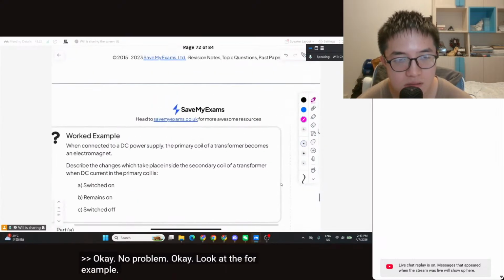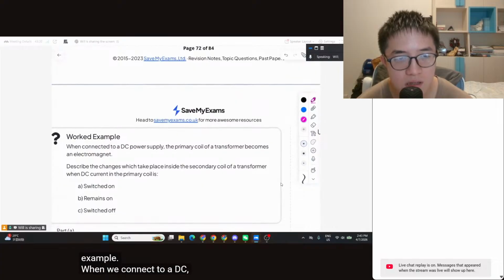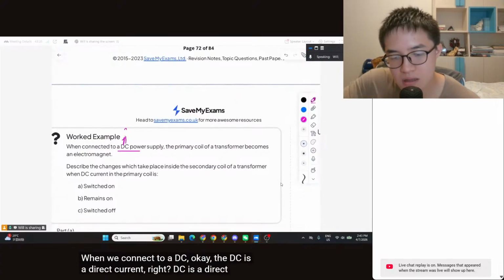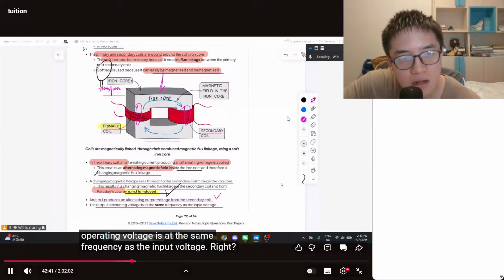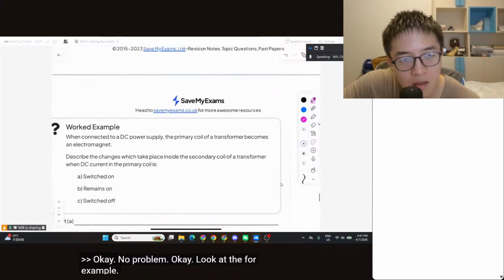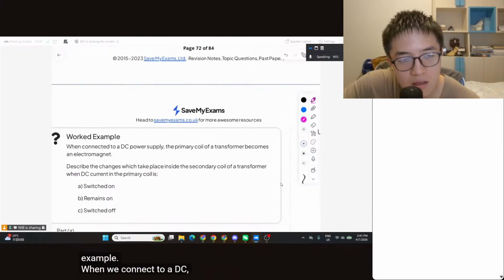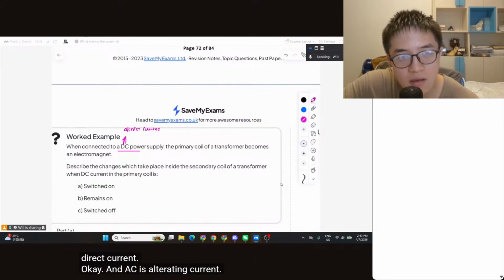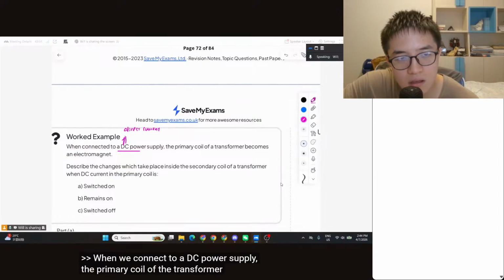Okay, look at, for example, when we connect to a DC, the DC is a direct current, right? And AC is alternating current. When we connect to a DC power supply, the primary coil of the transformer becomes an electromagnet. So describe the changes which take place inside the secondary coil of the transformer when DC current in the primary coil is switched on. Okay, there are three.